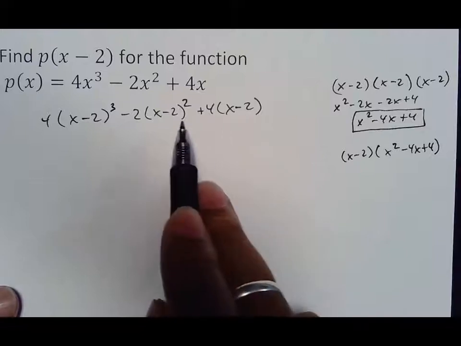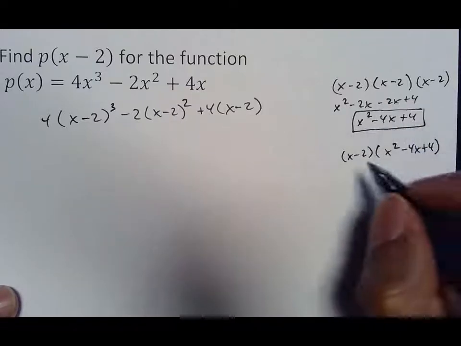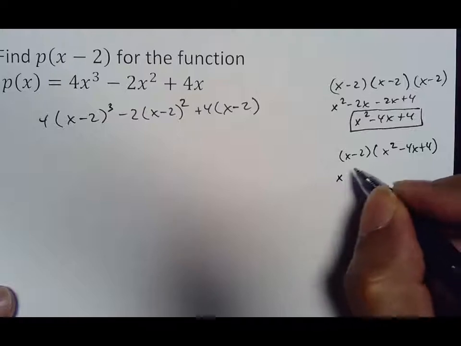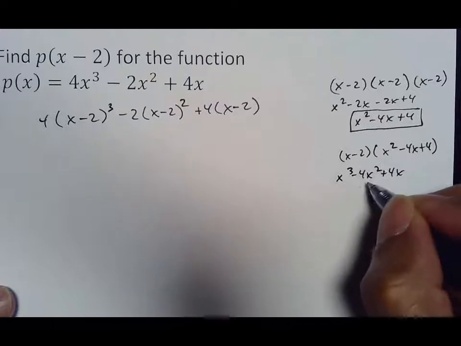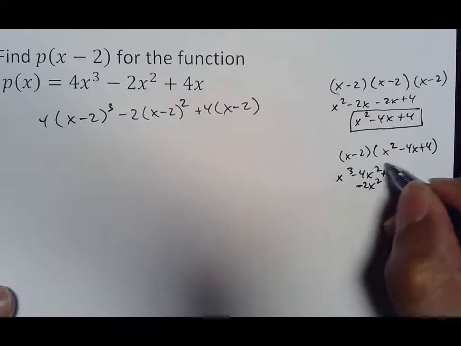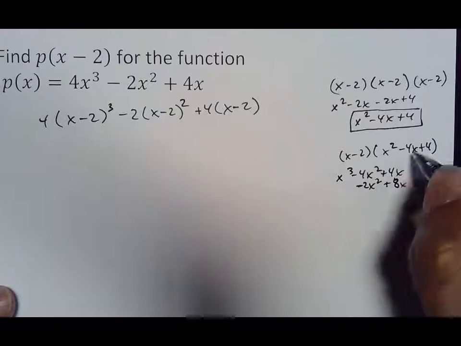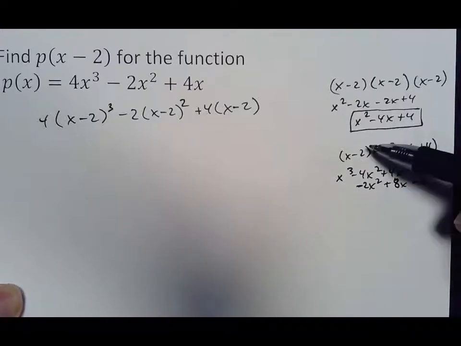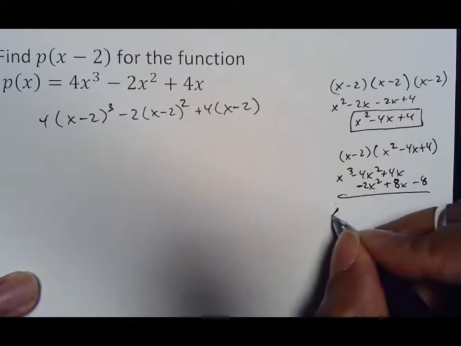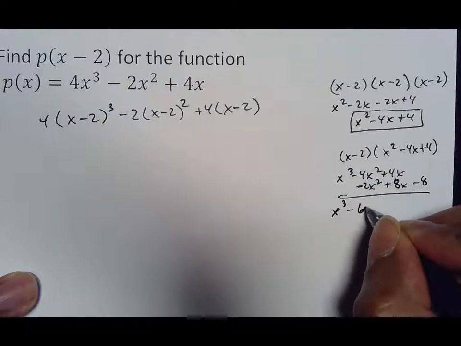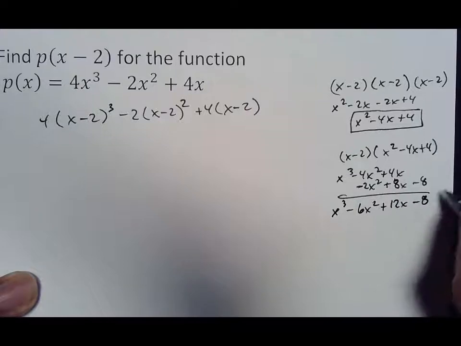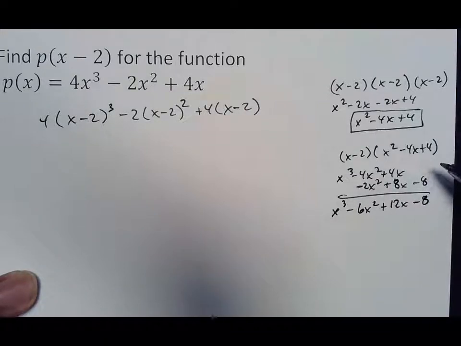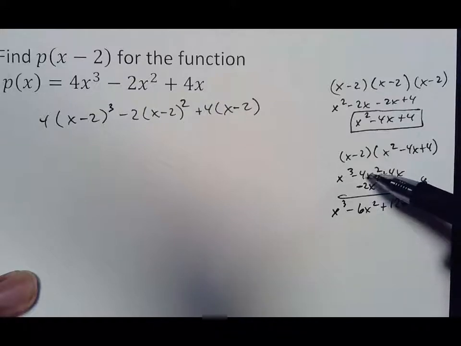So what I am doing is setting up my work. This is x minus 2 squared, and then I'm going to find the other one using the method I showed you. So x to the third minus 4x squared plus 4x, that is negative 2x squared, that is plus 8x, and that is minus 8. I believe negative 2x squared plus 8 minus 8, which gives me x to the third minus 6x squared plus 12x minus 8. I'm going to trust that's right.